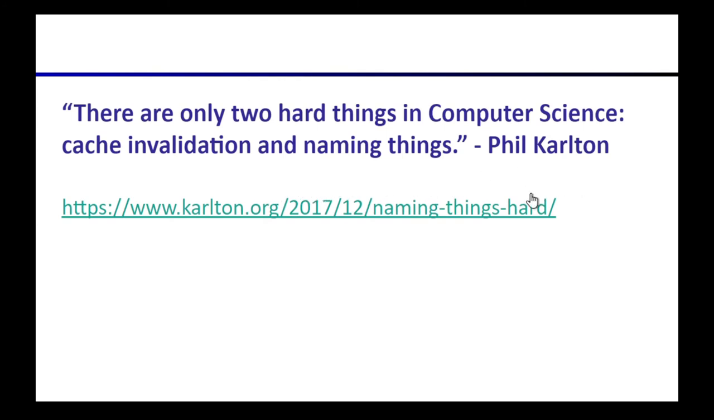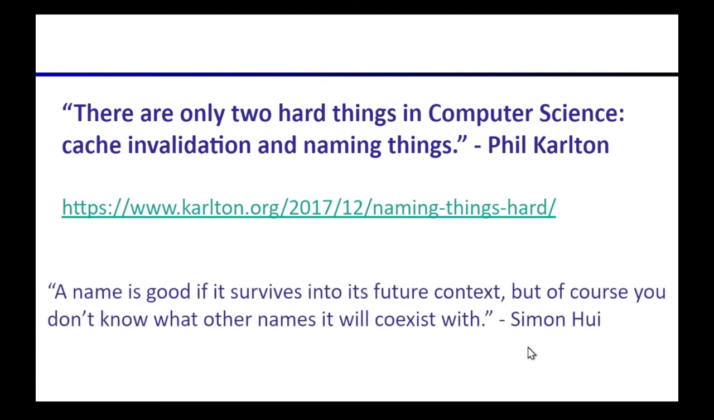He was an engineer at Netscape. And there's an explanation of this quote that I really like that comes from one of his advisees when he was at Netscape, Simon Hui. And it says, well, the challenge here is that a name is good if it survives even into the future context, even after the name was chosen. The challenge is that later on in the future context, you don't know what other kinds of things are going to coexist in the same space and who you want to disambiguate the thing that you're naming with those.